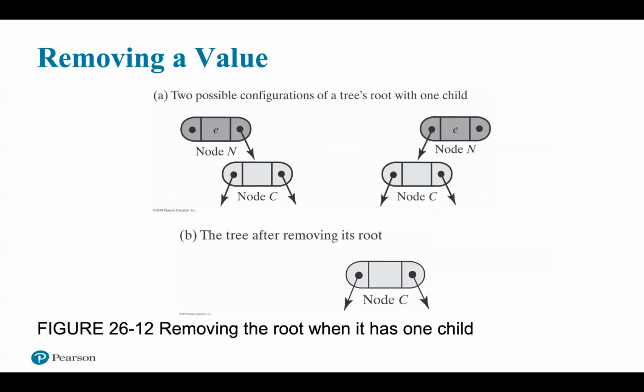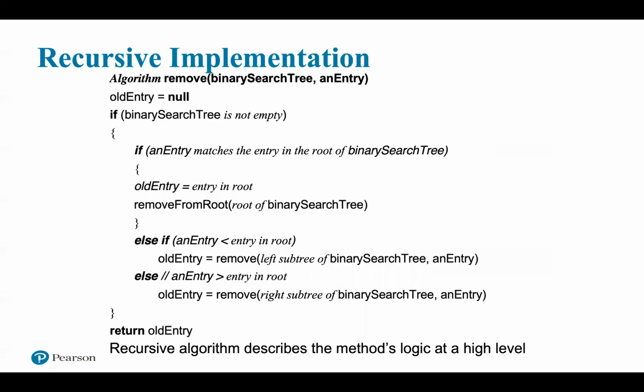If the root has one child, as figure 26.12 illustrates, the child is either a right child or a left child. In either case, we simply delete the root node by making the child node C the root of the tree. Let's talk about a recursive implementation.